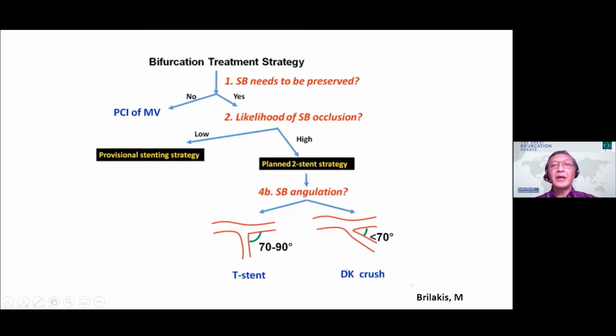Brilakis also advises a cascade to choose a bifurcation treatment strategy. First, we need to consider whether the side branch needs to be preserved or not. If no, just one PCI at the main vessel. But if it needs to be preserved, we have to check the likelihood of side branch occlusion. If there is a low likelihood of side branch occlusion, we may implement the provisional stent strategy. And if high, we plan a two-stent strategy.